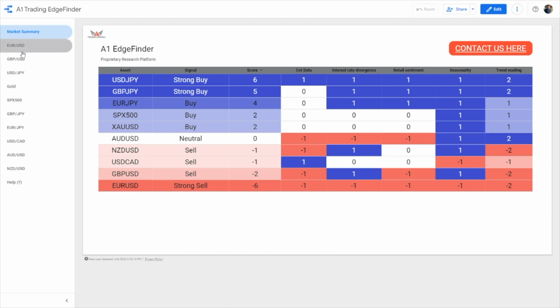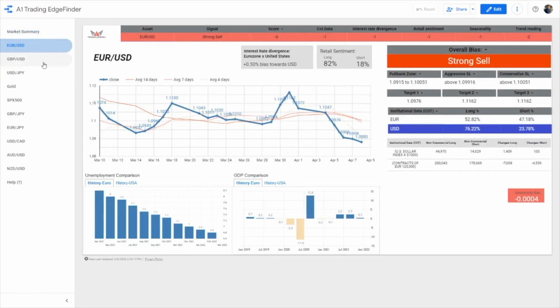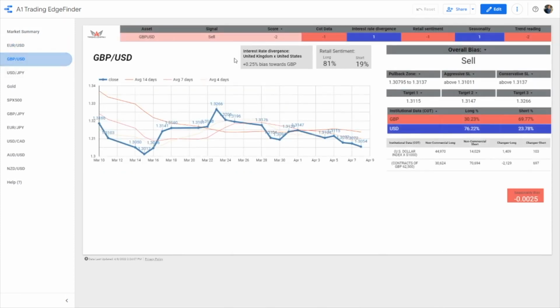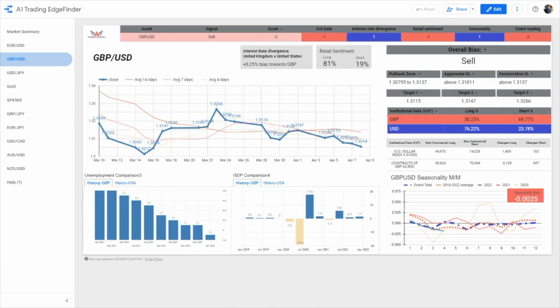Okay, so here's the thing. If we go into euro dollar, for example, or let's say, actually we'll do pound dollar because we were looking at that before. If we're looking at the pound dollar, there's a whole bunch of things that you may want to consider before you take a buy trade or a sell trade on the pound dollar if you trade GBP pairs. For example, this thing has an overall bias of a sell. But why is that? Well, the score is broken out up here, and let's go into each component.